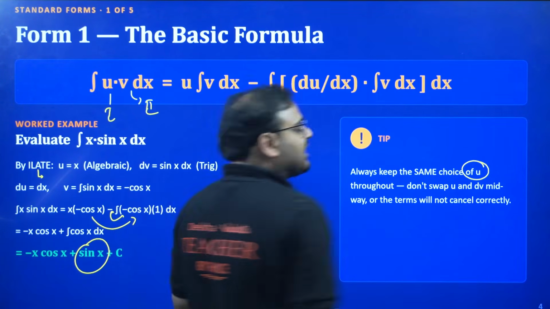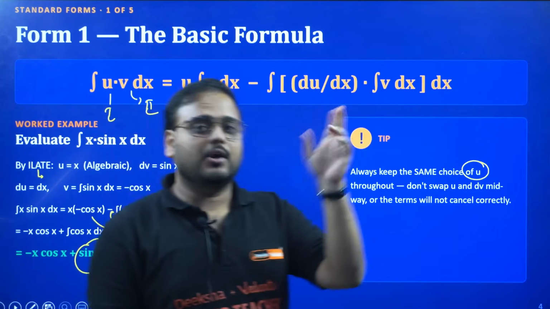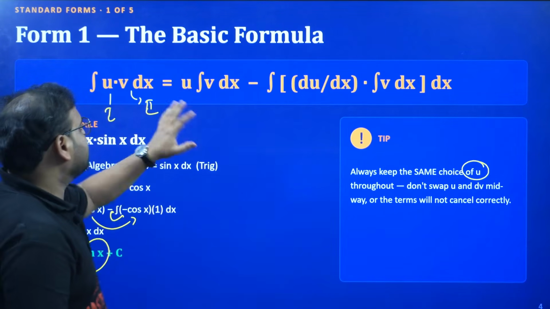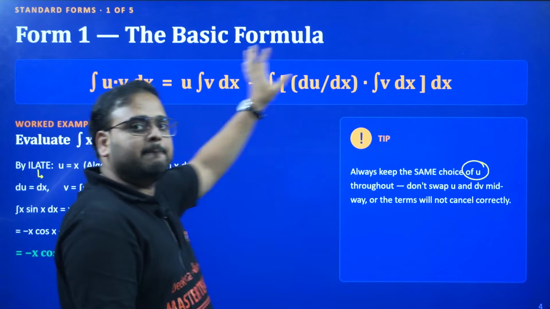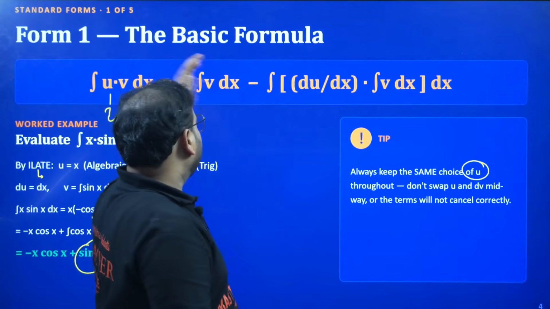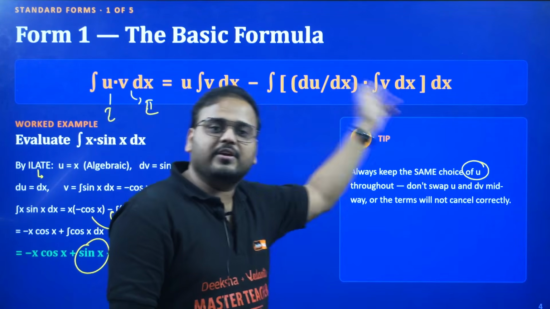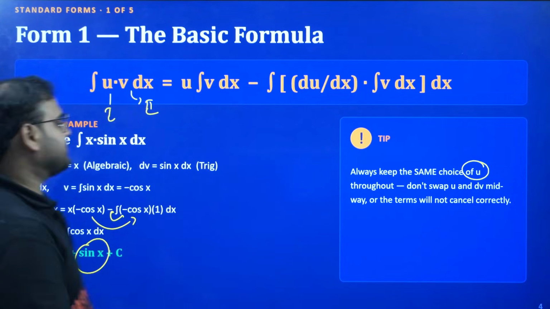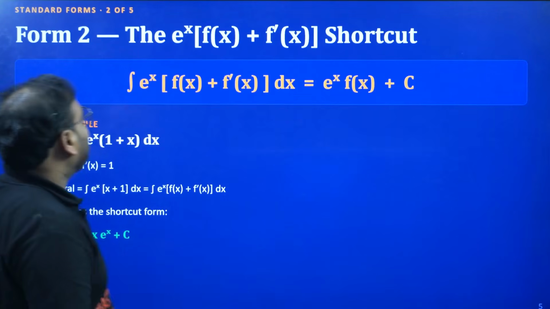Always keep the same choice. Once you have started with the preference order, first and second, do not interchange in the expression. Let's say over here I've taken a first function something different, here I cannot take a different one. If u is my first function, the same will be over here in the second branch, in all of my steps. Okay, form number 2.